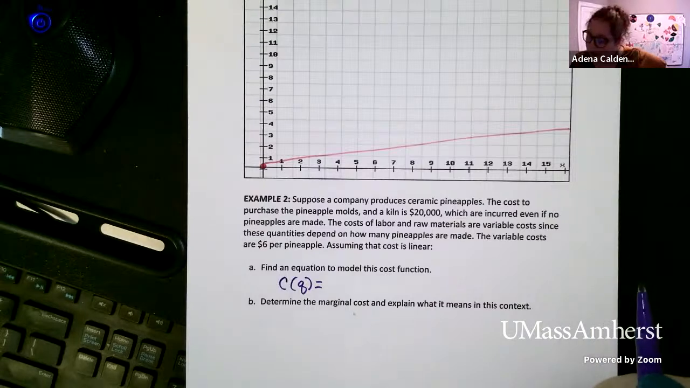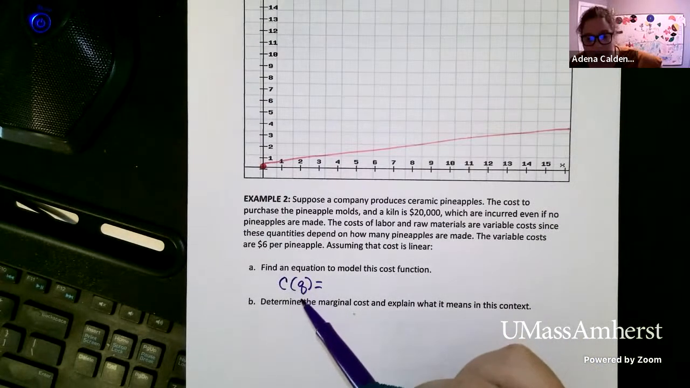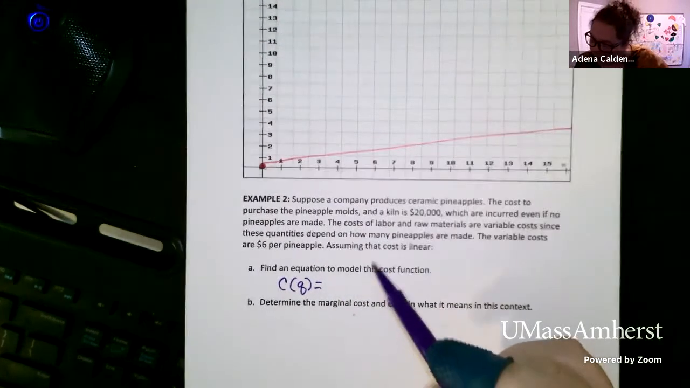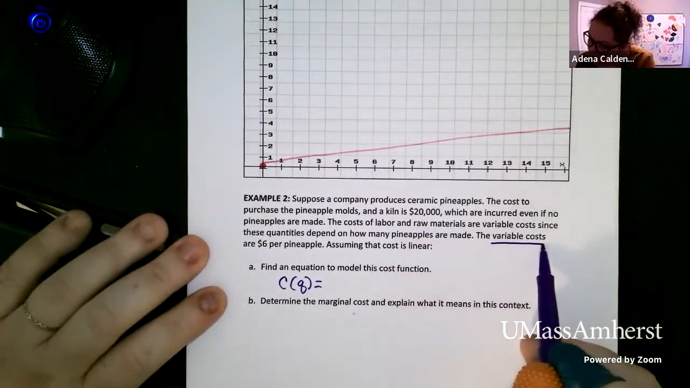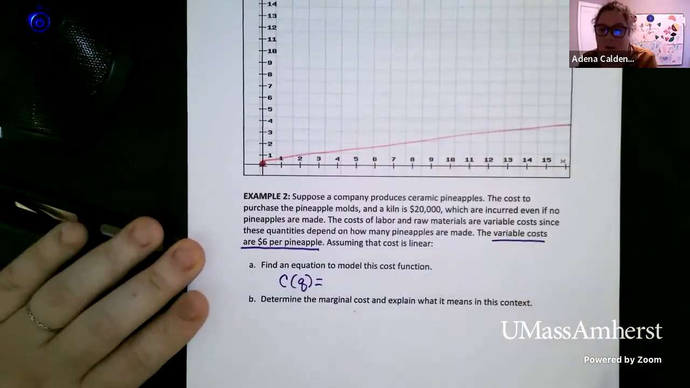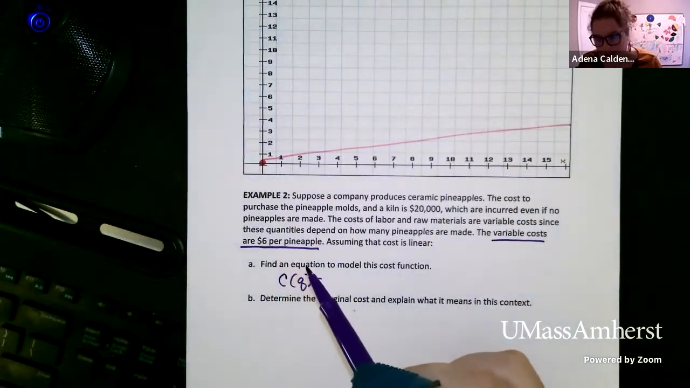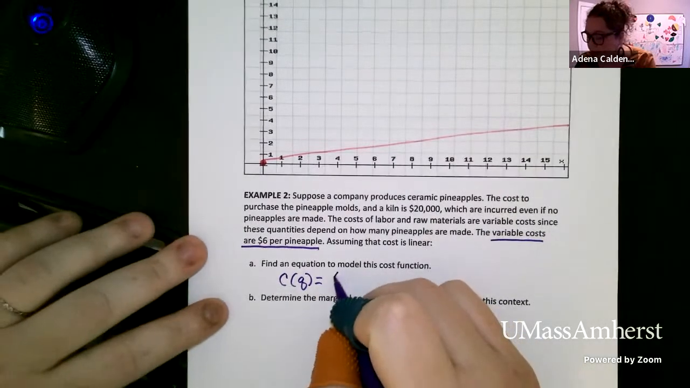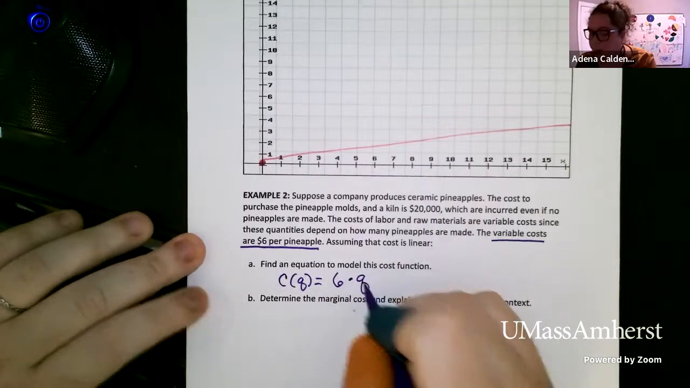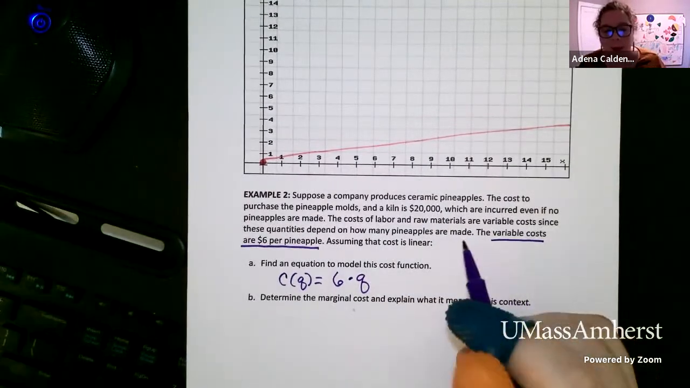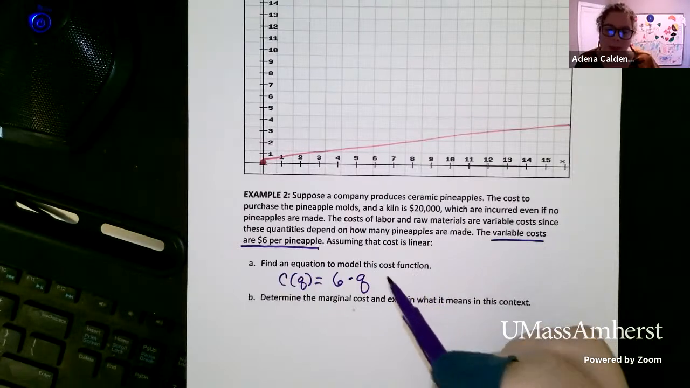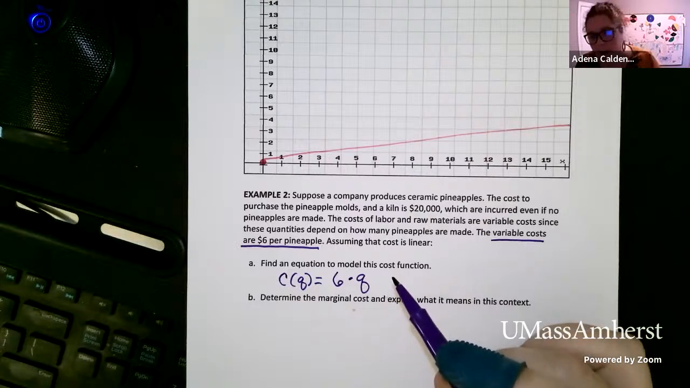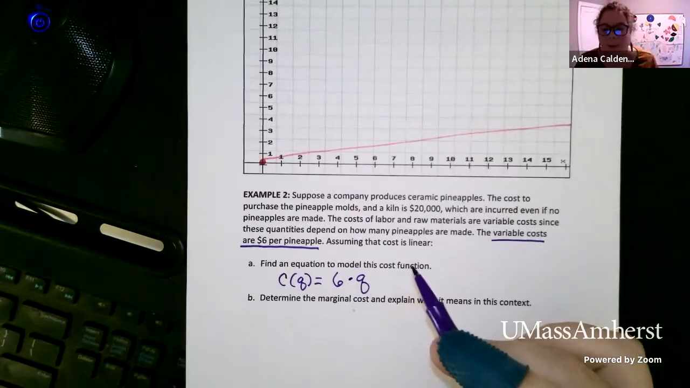All right, so I know I want to use C for cost, C of Q, and now I need to think about the parts of the equation I need. So I know here that variable costs are $6 per pineapple. So that number 6 that shows up in my setup, that's going to be the slope, right? So that's going to be $6 times my variable, because the number of pineapples I make impacts how many times I have to spend the $6, right? More pineapples, more clay, more labor, right? And we go from there.